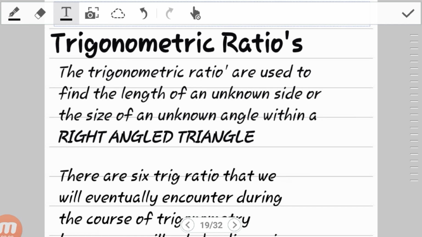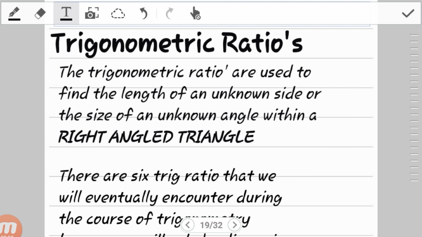Now we are talking about the trigonometrical ratios. What are the ratios? We're not going to be going through how they are derived. I'm just going to tell you what they are, do some application questions, and let's see how we go about this.